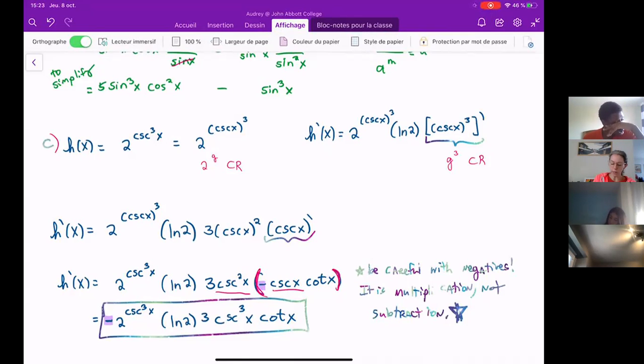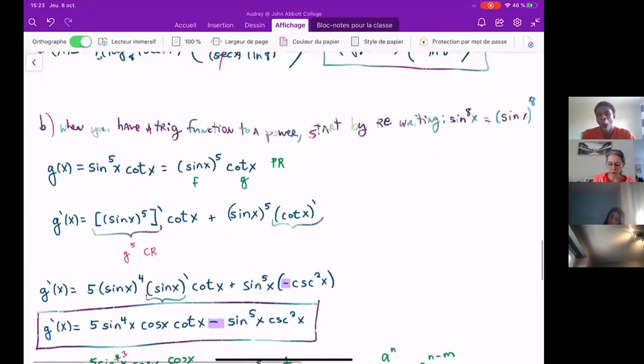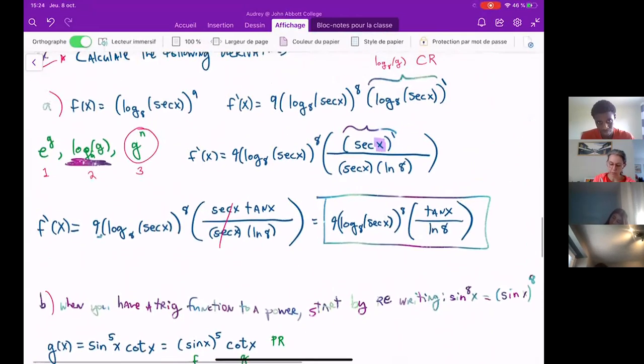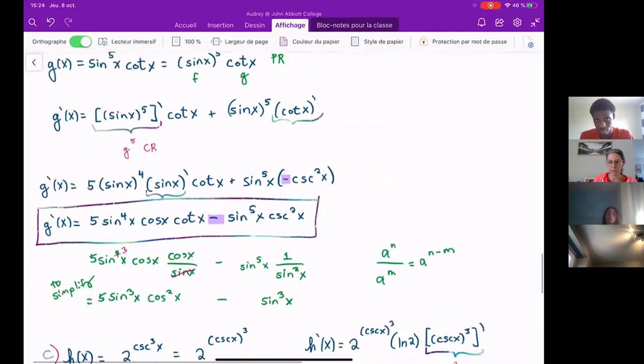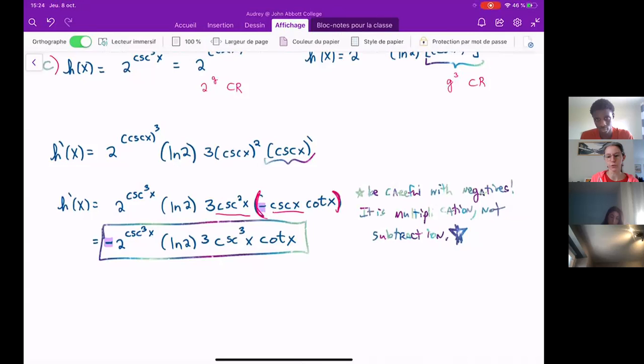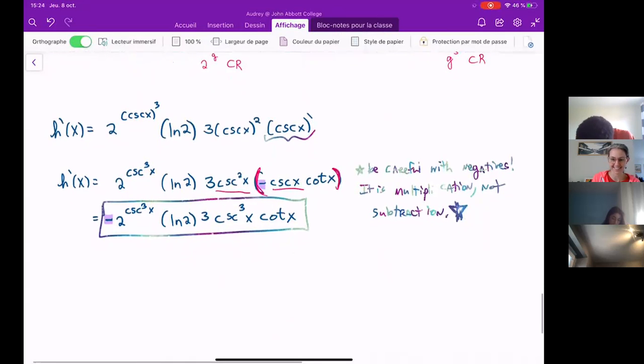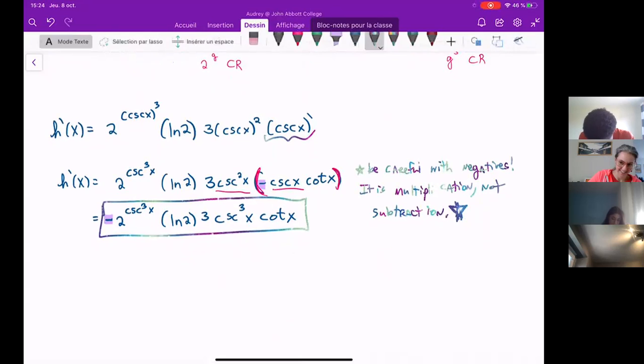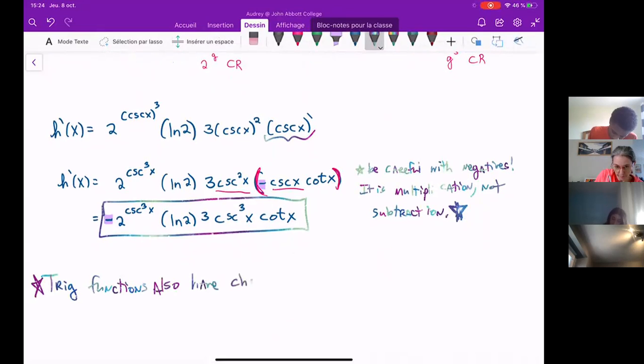Okay. So here we just did 3 questions where we saw trig functions show up in the chain rules that you already know, that we've already learned. But trig functions also have chain rules of their own. So trig functions also have chain rules of their own.